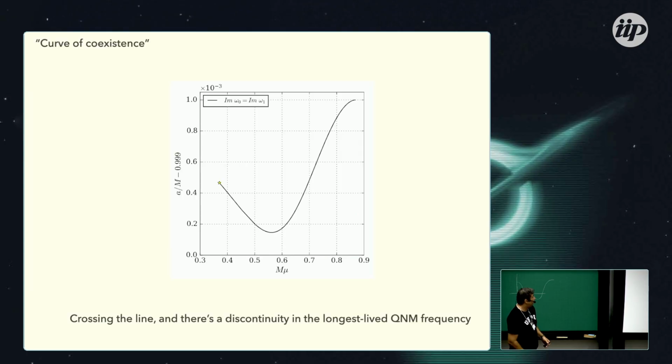The bifurcation point is the endpoint of some curve in which the imaginary part of the first overtone is equal to the imaginary part of the fundamental mode. So over this line, the two of them decay at the same time. So in general, if you place the black hole here, the black hole will decay in a superposition of these two modes. Well, the real part is different though, so that means that there's some discontinuity there.